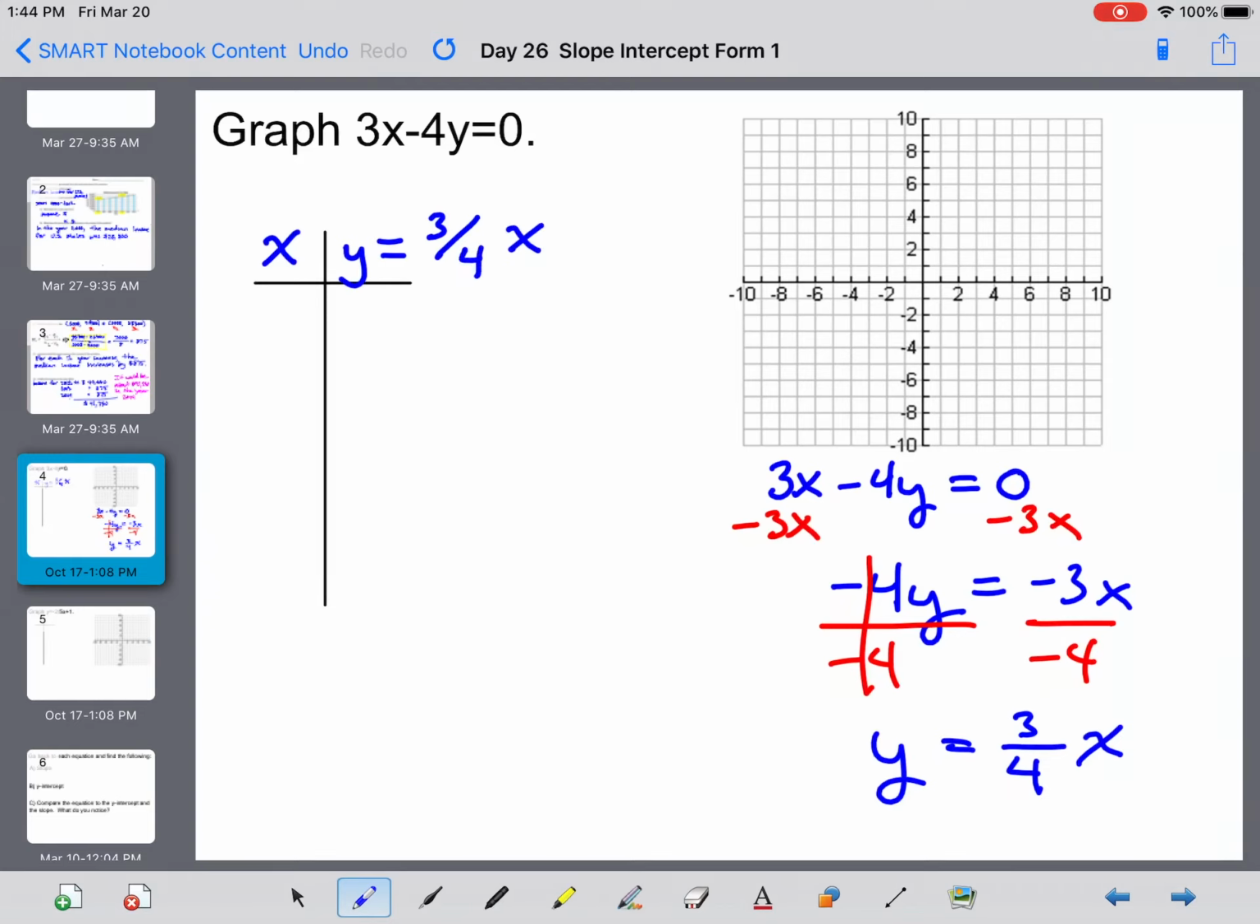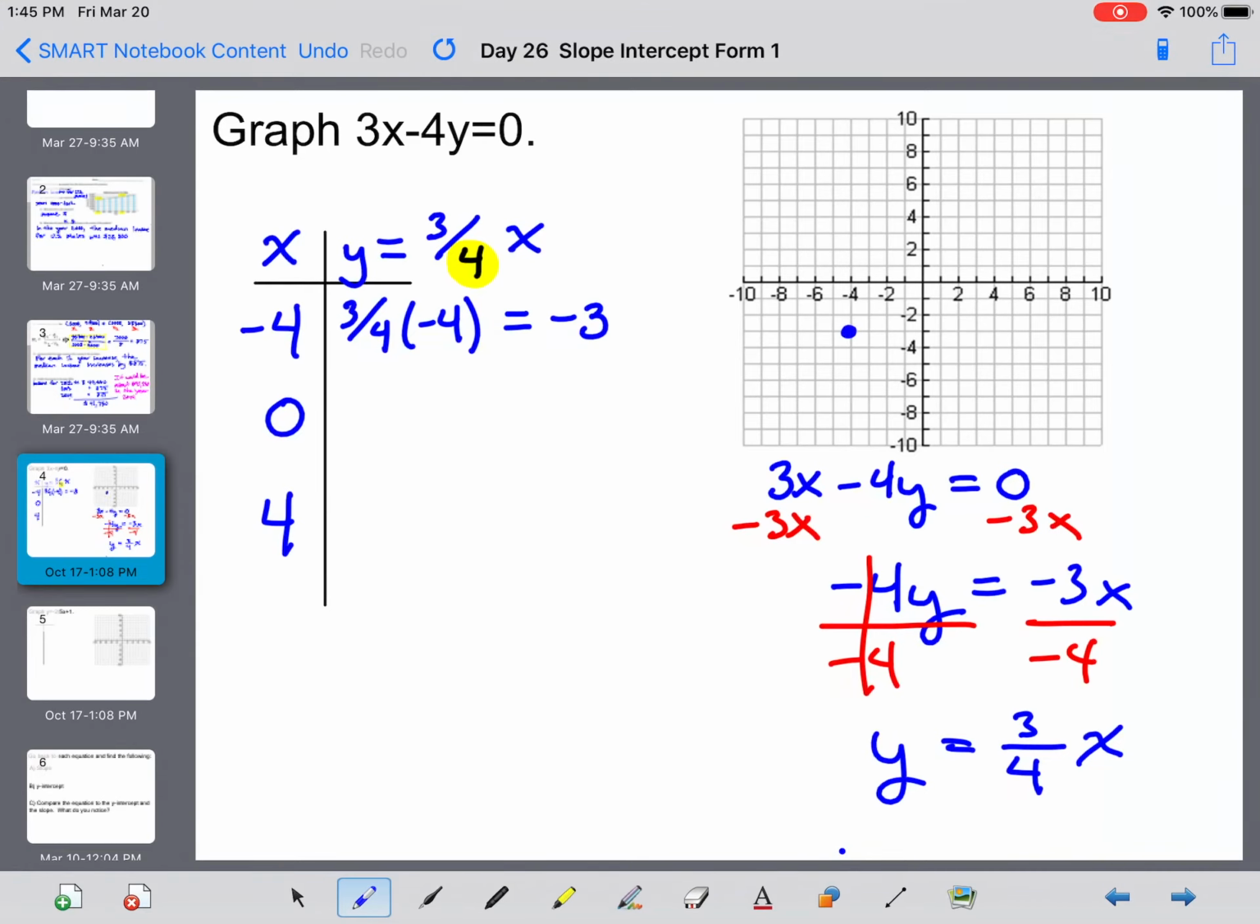All right. If we notice that that denominator is 4, that means if I pick values that are multiples of 4, it's going to make it a lot easier for me to come up with some nicer values. So how about -4, 0, and +4? That should give me enough information to get my line graphed. So let's take 3/4 times -4. That'll give me my y value. So 3/4 times -4, well, -4 divided into 4 pieces would be -1, and we're going to multiply that by 3. So I'm going to get the point -4, -3.